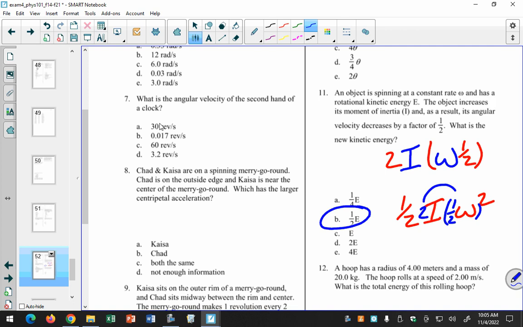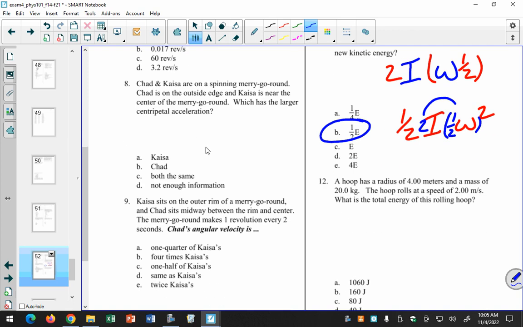Y'all see how I did that, right? Yeah? Okay. Because I have this half squared, which becomes 1/4 times 2. 2 times a quarter is equal to a half. All right.